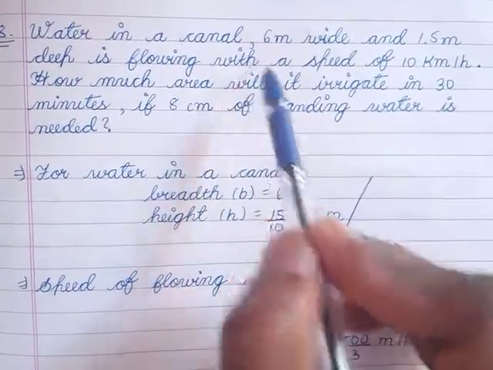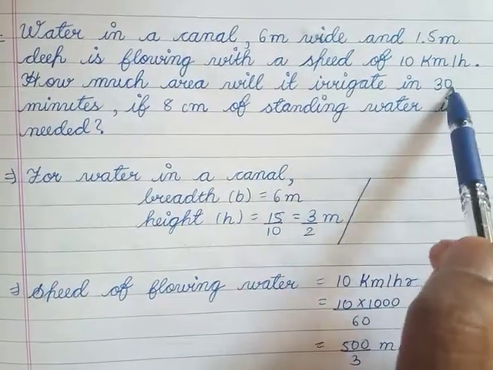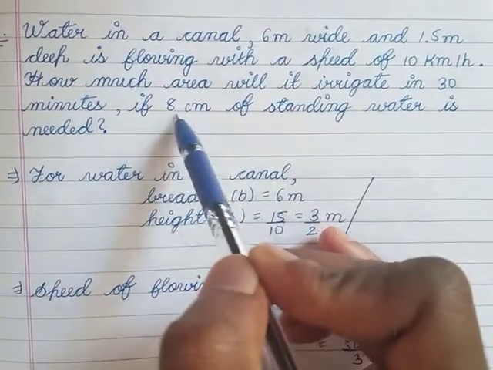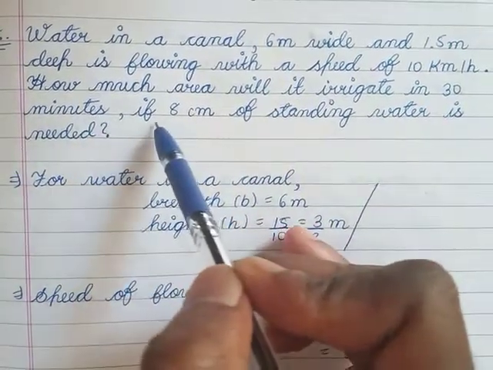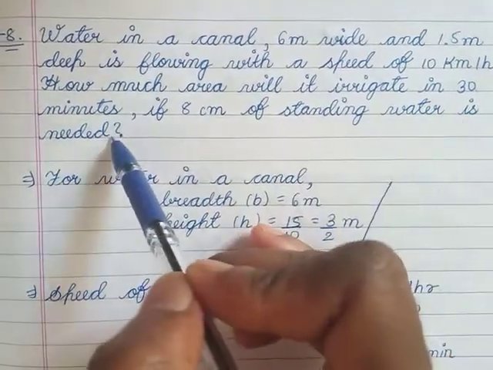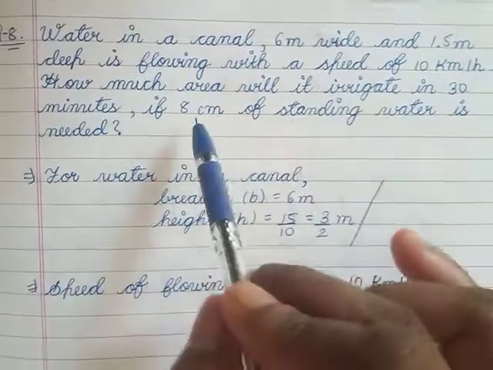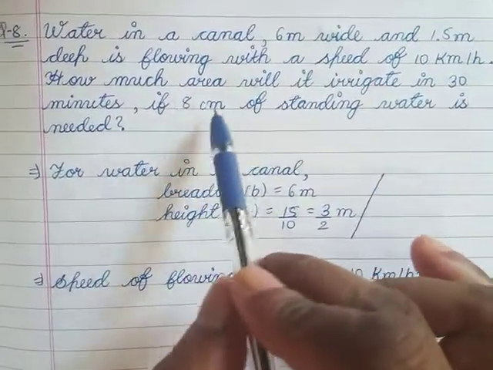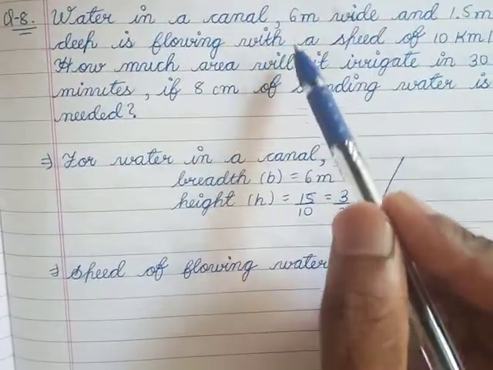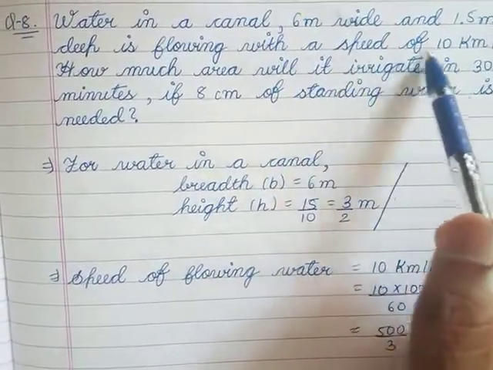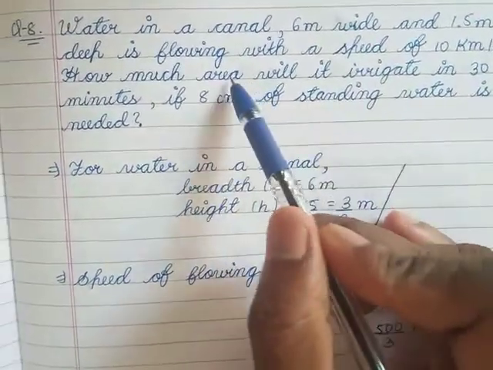And the area to be irrigated you have to find when the standing water height is 8 centimeters. How much area will be irrigated in 30 minutes? 8 centimeters of standing water means the field is filled with 8 centimeter height of water. So area you have to find. What will be done in this case? First important thing is that the speed is to be converted into length. Second thing, area into height.